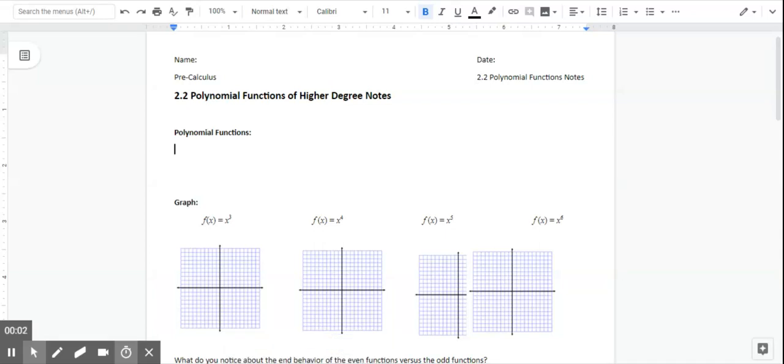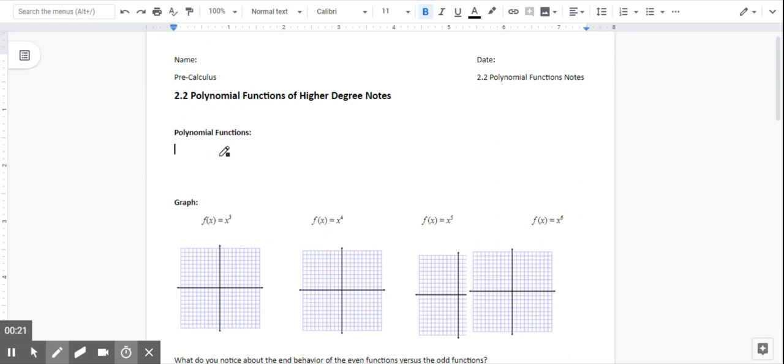This is section 2.2 on polynomial functions of higher degree. So a polynomial function we've looked at is the quadratic function x squared. We are going to be looking at x to the third, x to the fourth, x to the fifth, and so on, and determining what those different functions look like.